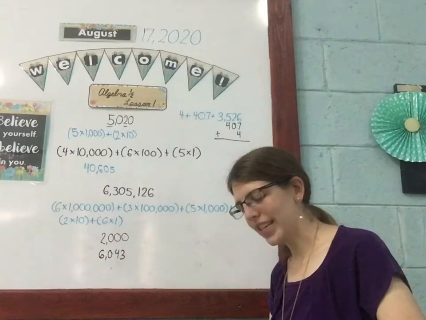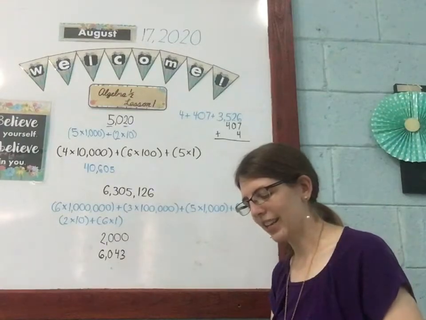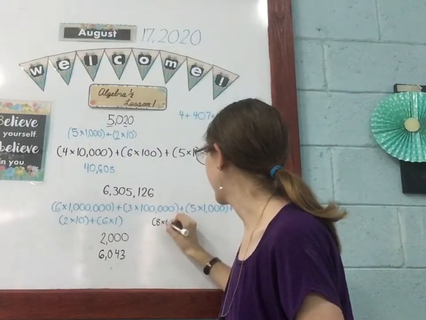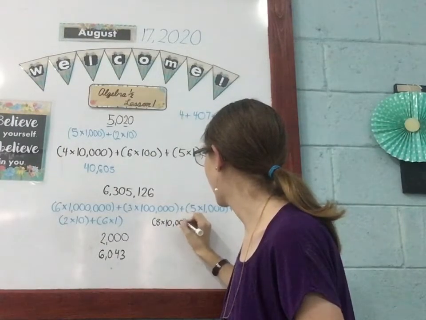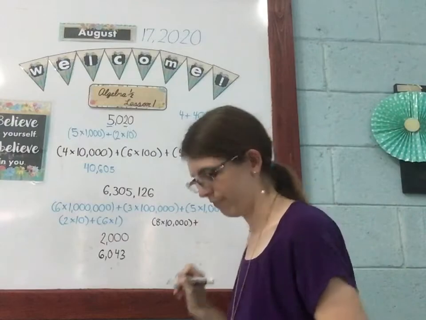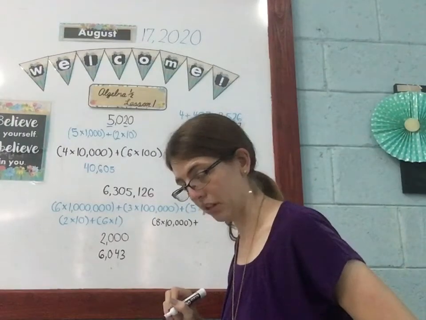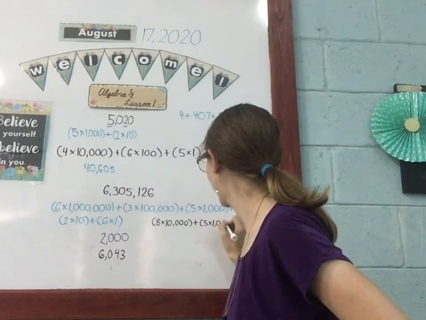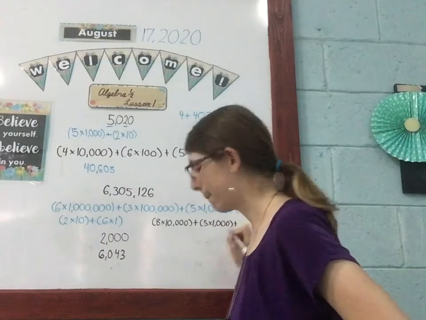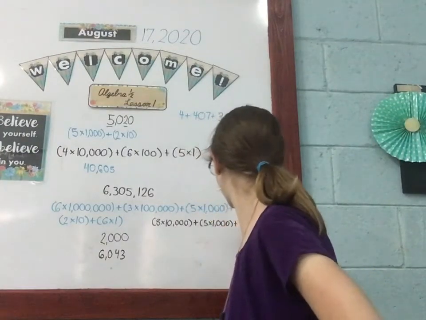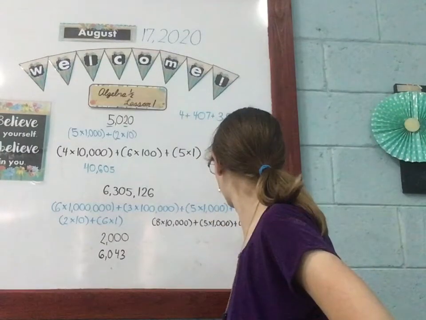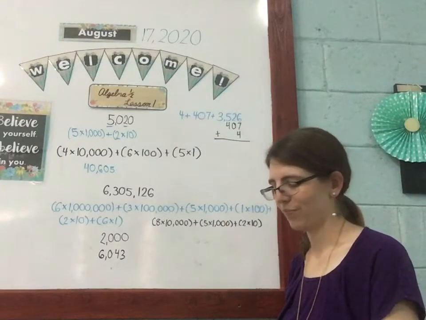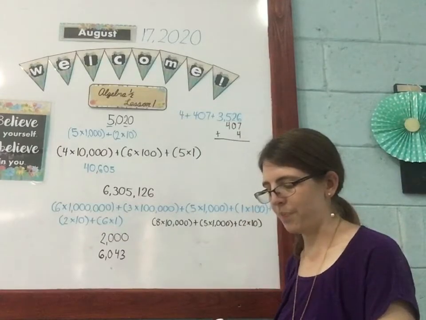All right, letter C. Write 85,020 in expanded form. So you have 8 times 10,000. Oops, I didn't pause for my mom. Plus 5 times 1,000 plus 2 times 10. That should be your answer for this one.